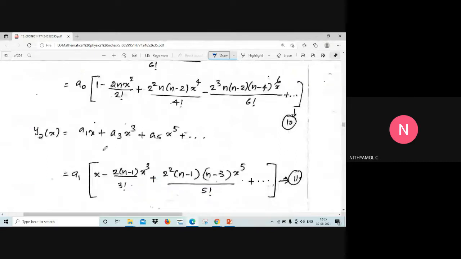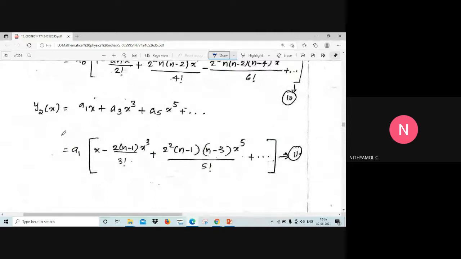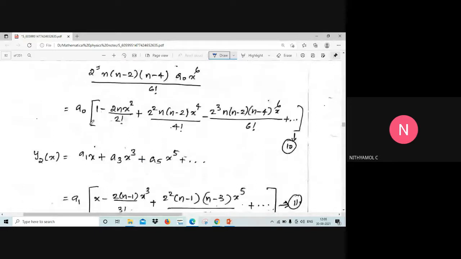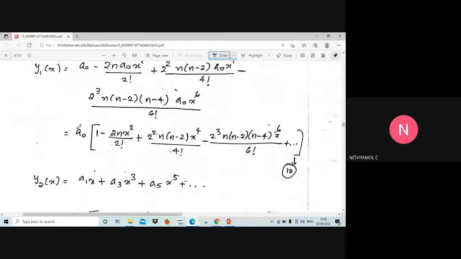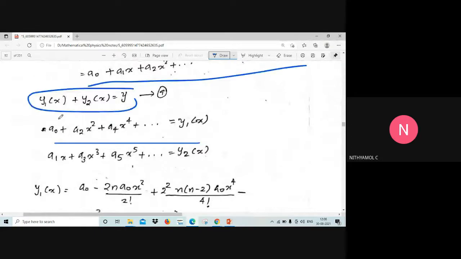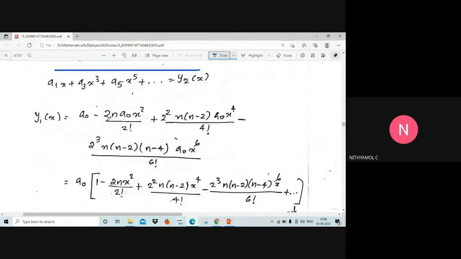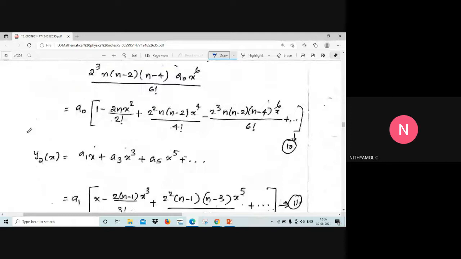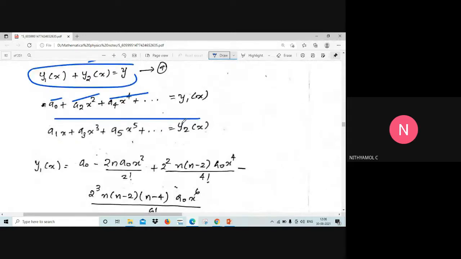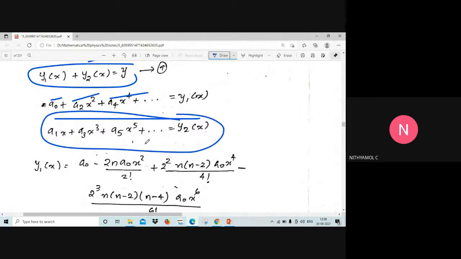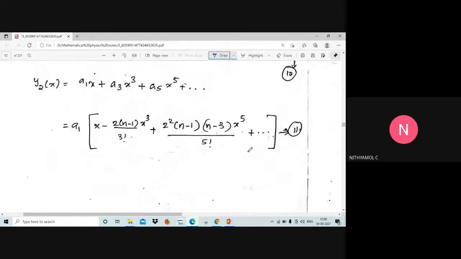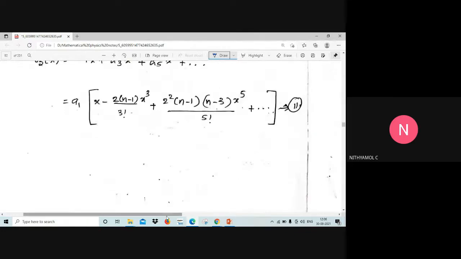Now y1 of x is in this form: a0, a2, a4, etc., so we can substitute the values of a0, a2, a4 here. And y2 of x is a1 x plus a3 x cube plus a5 x raised to 5 plus etc., so we can substitute the values of a1, a3, a5 here. Then we will get equation number 11. So equations 10 and 11 are the solutions.